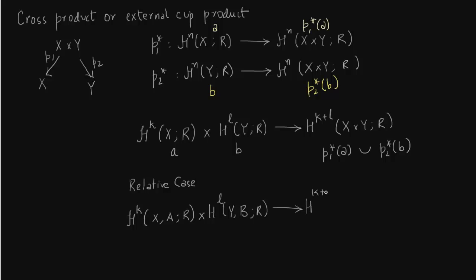So H^k, H^l to H^(k+l), precisely as we have written above, but with relative maps. Here in the second part we have the union. So you see A times Y and then X times B. So you see A is here and then X is here.